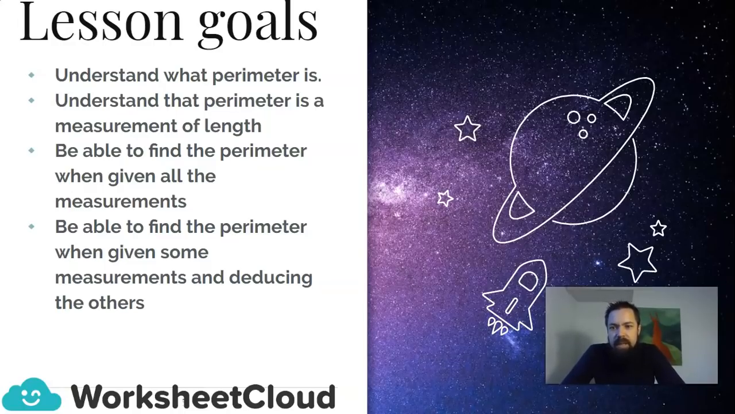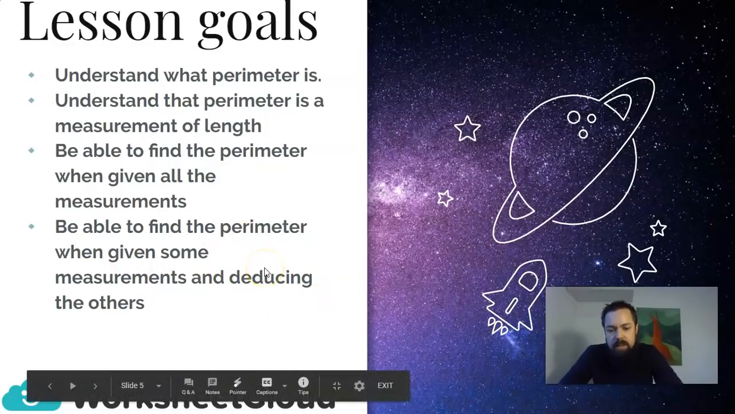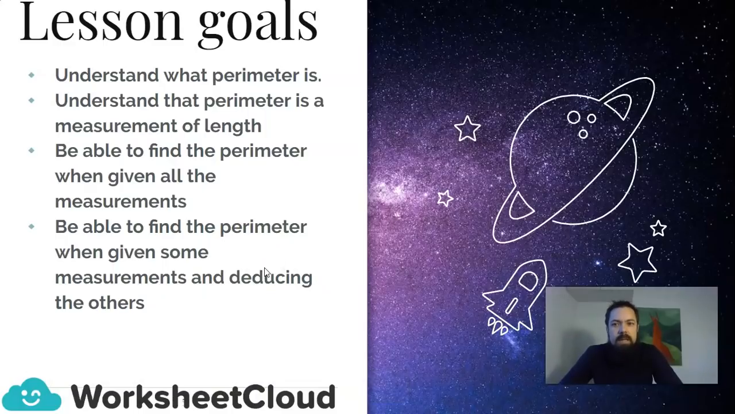So then be able to find the perimeter when a shape has all of its measurements given to you, and also to be able to find the perimeter of something when we're only given some of the measurements and we deduce the other. Deduce is like a word for being a detective. So deduce means to figure out. So we're given some of the measurements and we have to figure out the other ones. We'll come to that further on in the lesson.